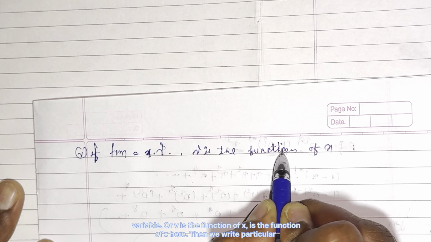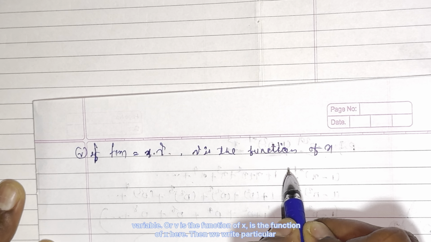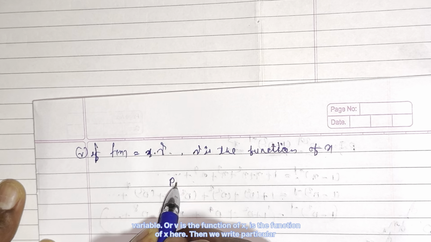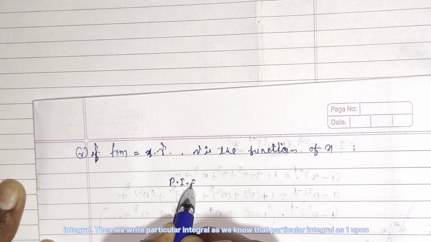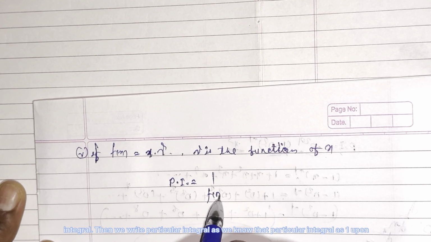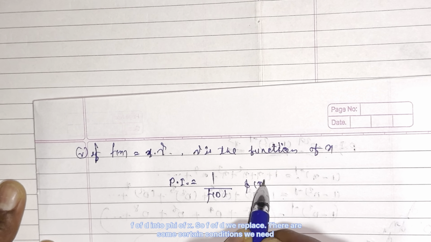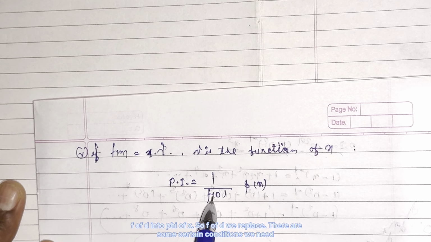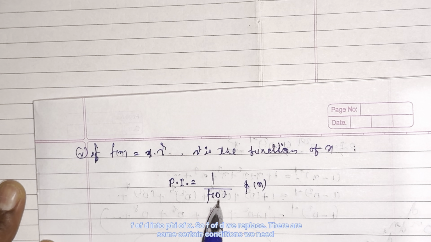Then we write the particular integral as 1 upon f of D into phi of x. There are some certain conditions we need to remember for solving such examples.